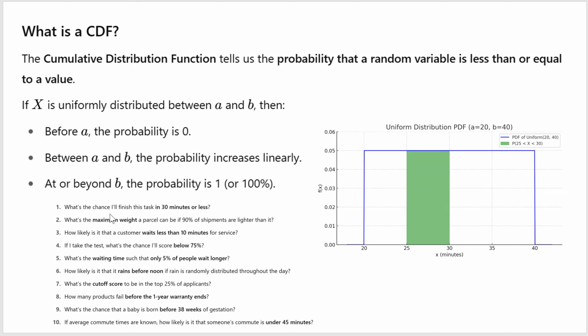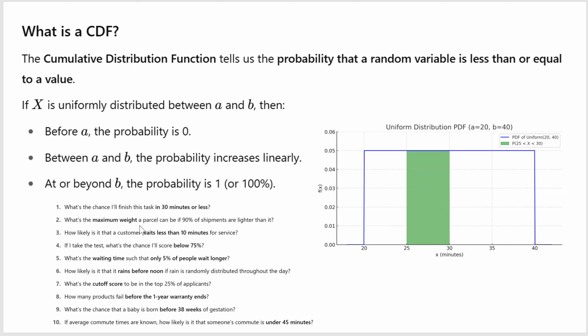Okay. So what's the chance I'll finish this task in 30 minutes or less? This is 30 minutes. Less means 30 to 20. So now I'm going to take all this area. Now the base is 10. 10 multiplied by 0.05 is 0.5. 50% chance that I'll do this. And it also makes sense because this is half of this. So 30 to 40 is 10, 30 to 20 is 10, so this area should be 50%. And we just proved that it is a 50% chance.